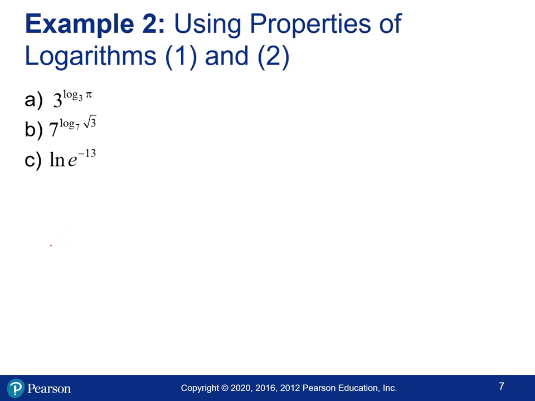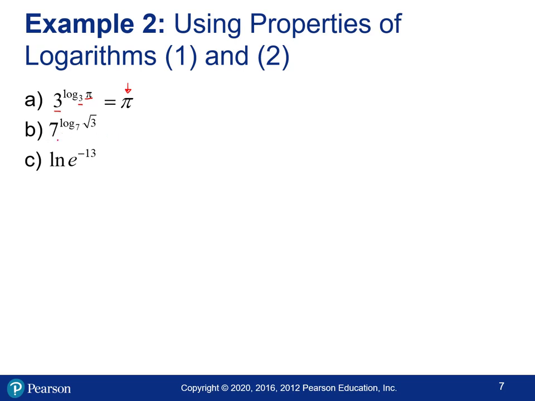So let's go ahead and use those properties for the following. Okay, so this one's from our first property we just looked at on the previous slide. The bases match, so 3 to the log base 3 power of pi, we know that has to be the argument pi. Okay, so that equals pi because of this format and this number right here.